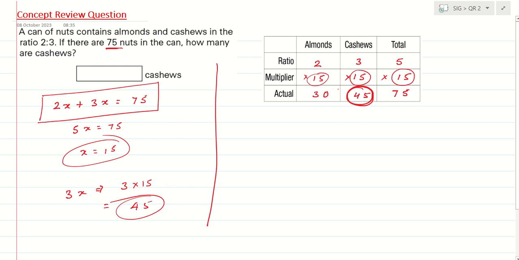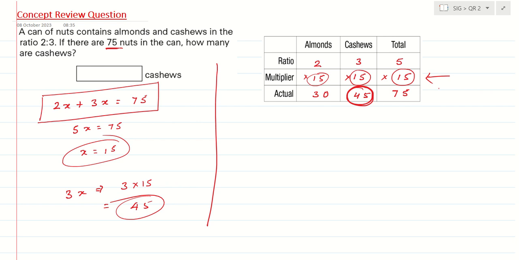Correct. Basically the same thing. 2 parts and 3 parts, together 5 parts. And 5 parts is given as 75 actual value, which means the common multiplier is 15. So 15 is the common multiplier. I multiply everywhere and I'll get the answer 45. Let's go for the next question.